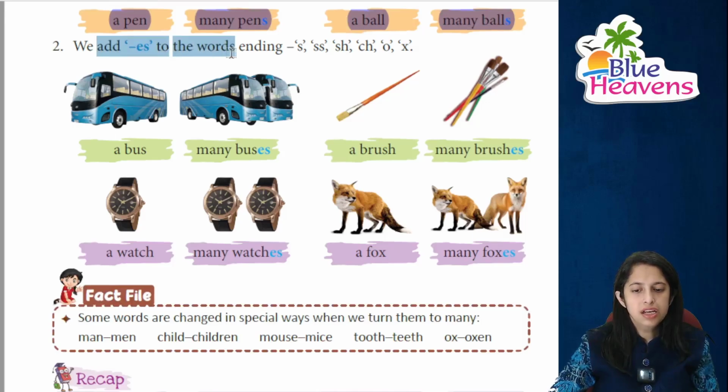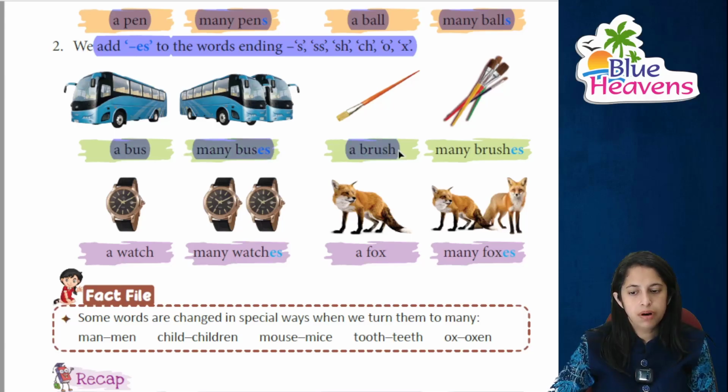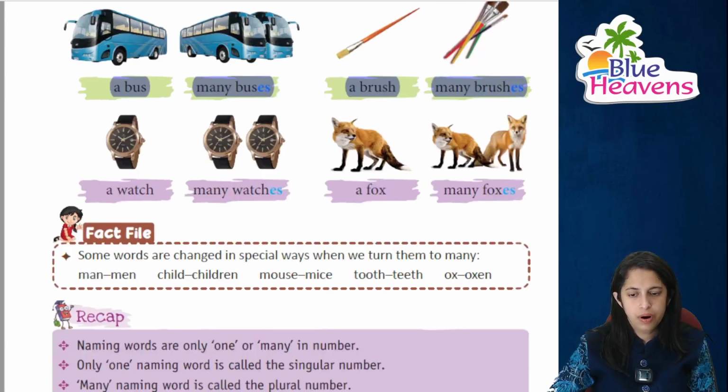Then by adding es to the words ending with s, ss, ch, sh, o and x, इन सारे वर्ड्स के पीछे क्या लगा देंगे, es लगा देंगे, जैसे कि a bus, many buses, right? A brush, many brushes, right? आप देख सकते हैं sh के आगे es लगा दिया. Then next is a watch, then it is many watches, right? A fox, this is many foxes.